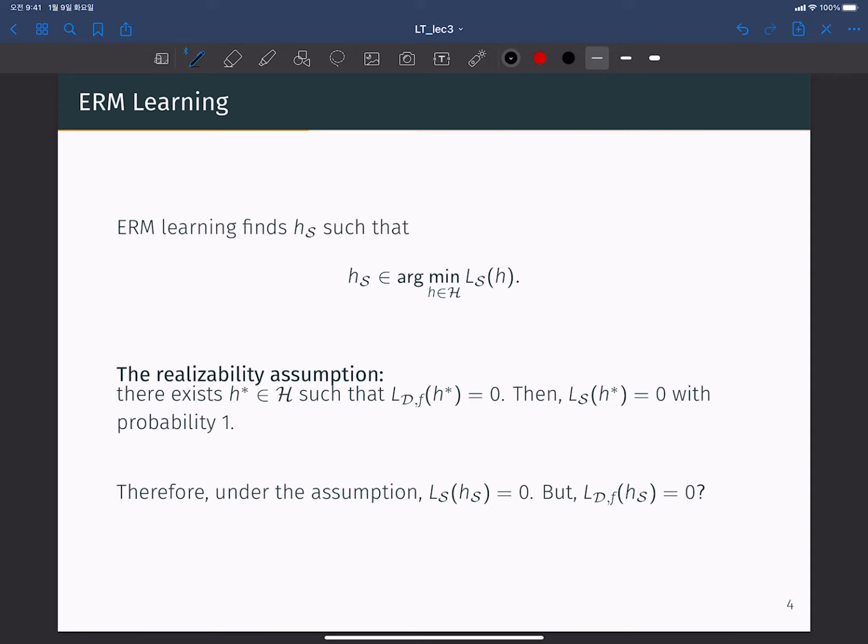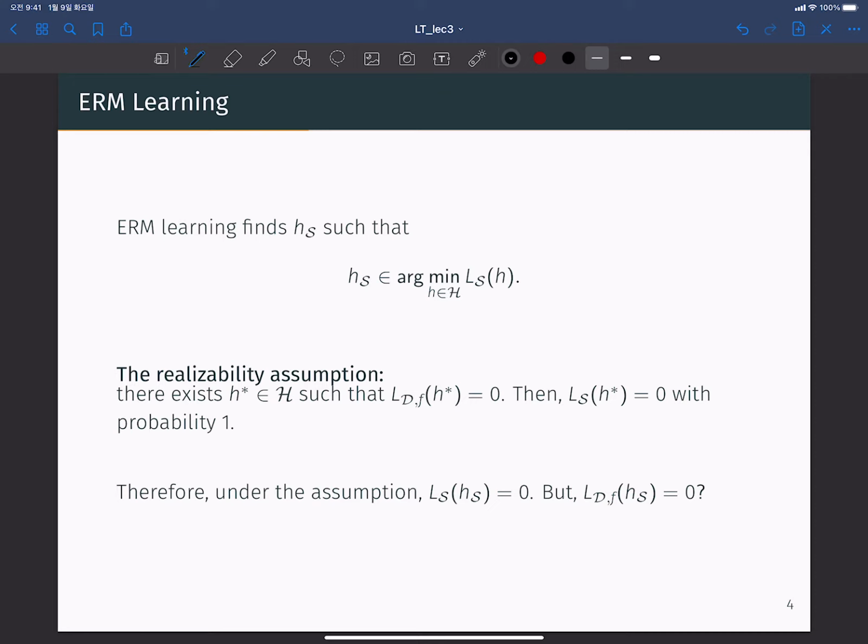Empirical risk minimization learning rule is a basic concept of machine learning. So we usually define a loss function and try to minimize the loss in most of our machine learning process. Okay. In this course, let's first consider the empirical risk minimization learning rule with a very simple scenario.